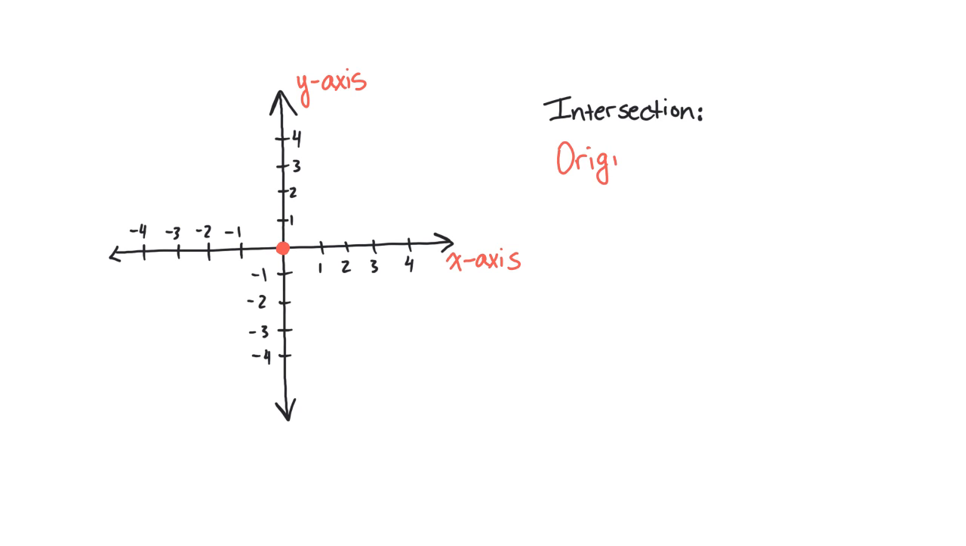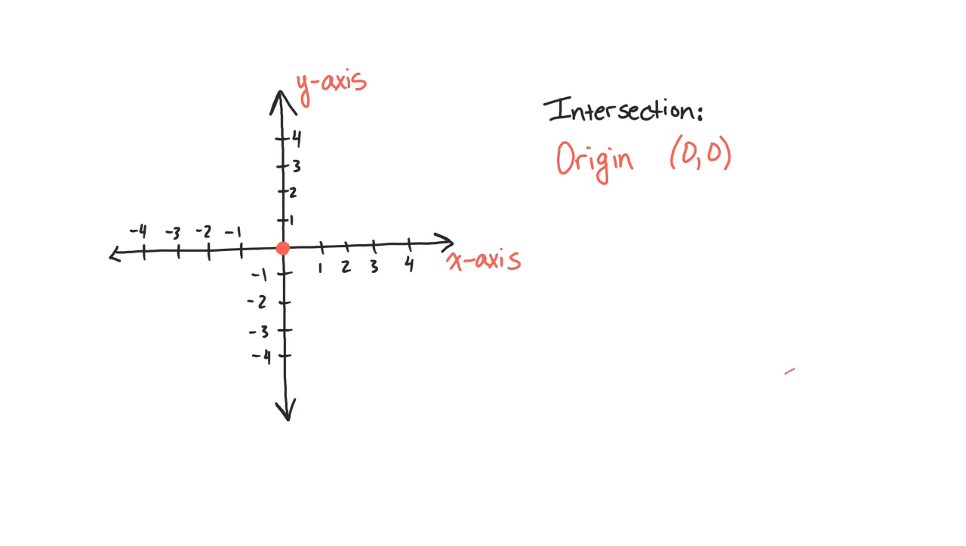It's called the origin because anytime we are plotting a point, we begin at the origin and go left or right, depending on the first coordinate, and then up or down depending on the second coordinate. Because this is the center, the coordinate for the origin is 0, 0.